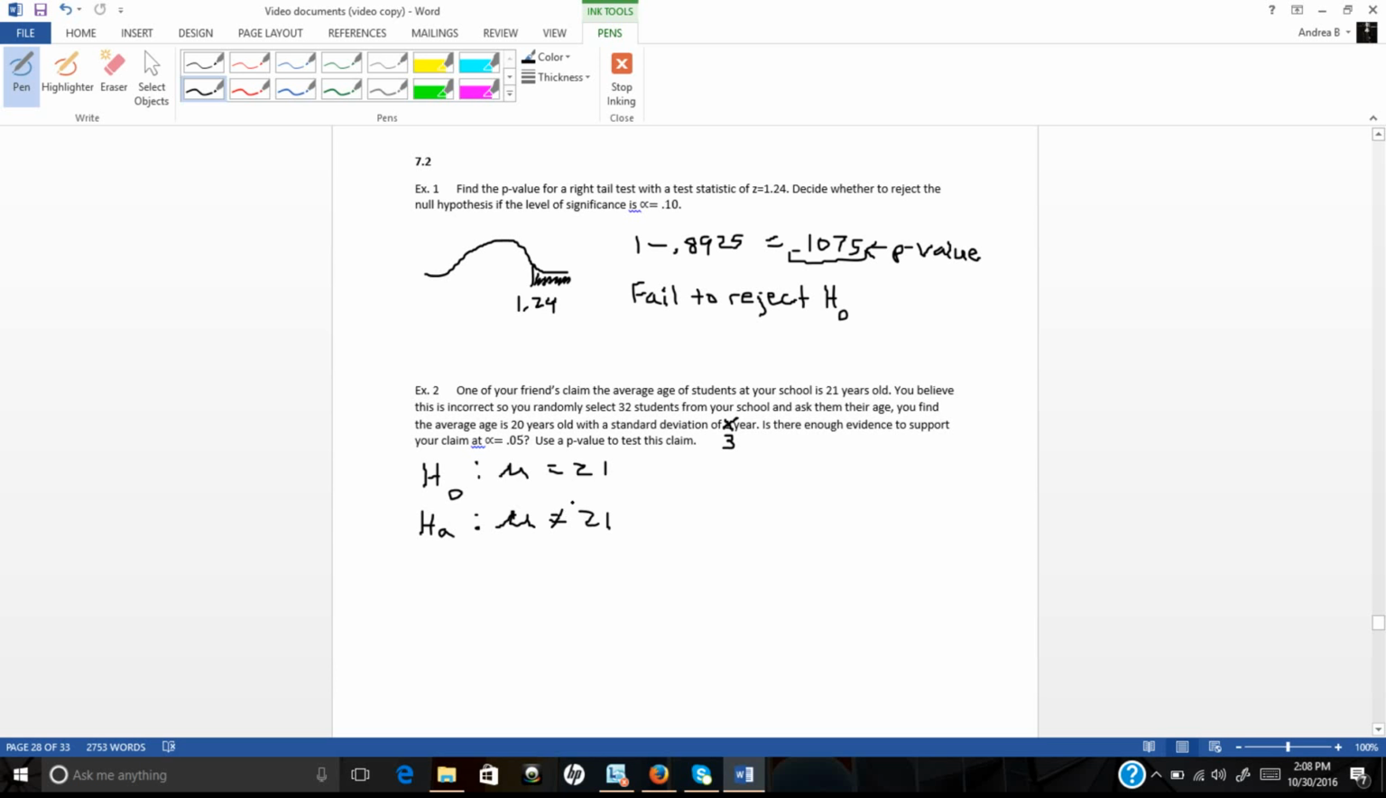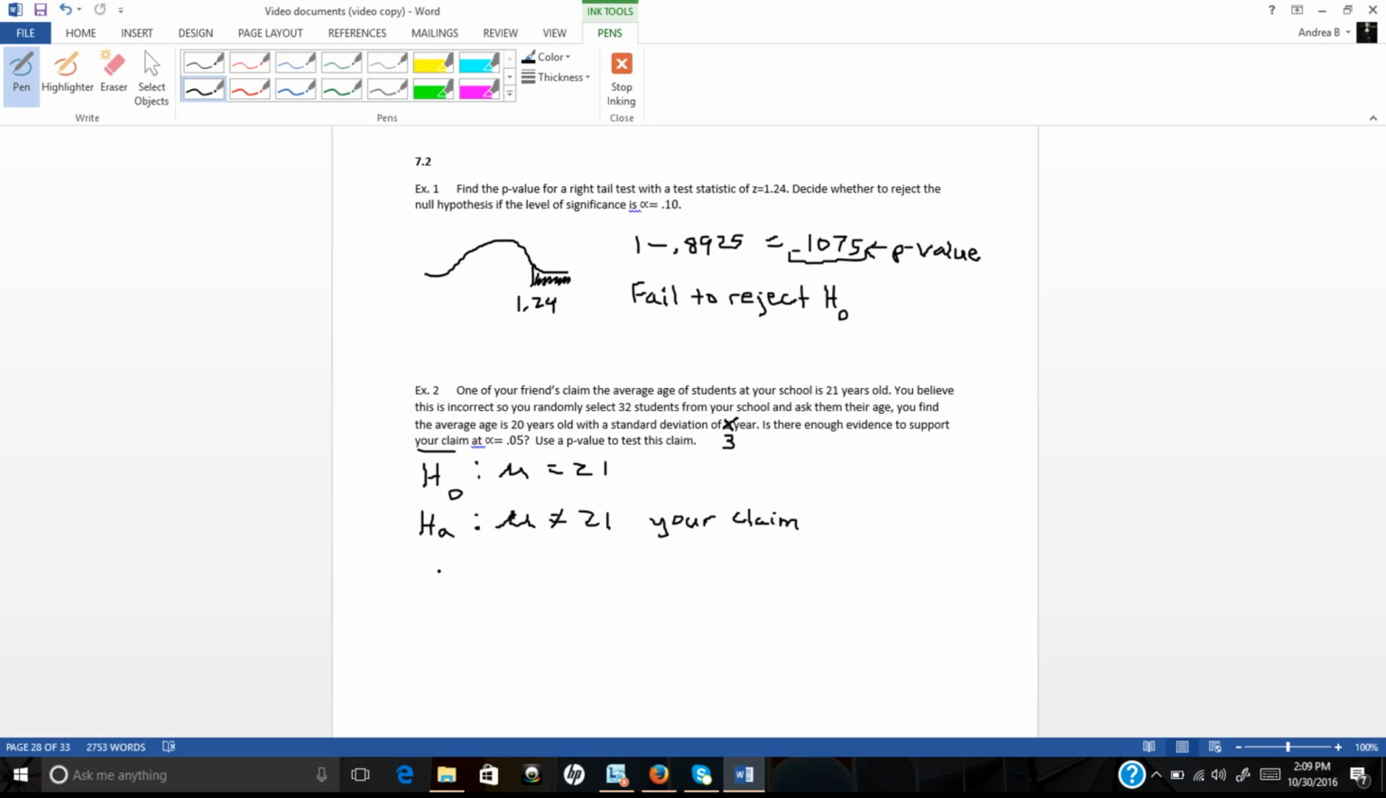And in this case, it says that we're testing your claim. Your claim is that it's incorrect. If it had said your friend's claim, then that would have been the null hypothesis. In this case, it says if there's enough evidence to support your claim. So you do want to make sure you're looking at that as well, of whose claim you're looking at in general. If it doesn't specify whose claim, then you'll go with whoever is making the original claim.